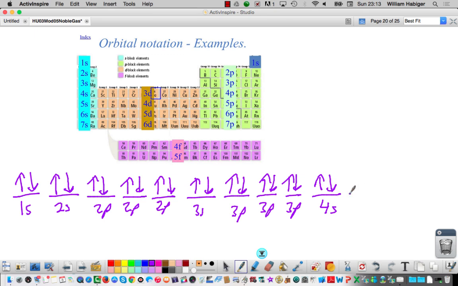Then the 3d, it's a d type, so it's going to have 5 orbitals. So I'm going to draw 5 blanks. So 3d, 3d. Okay, so now we have to figure out how many into the 3d we are going to go. 1, 2, 3, 4, 5, 6. So 6 electrons in the 3d, so there's 5 blanks, so each one's going to get 1. And then we come back and we fill in the last one. Okay, so that's the electron configuration for iron.